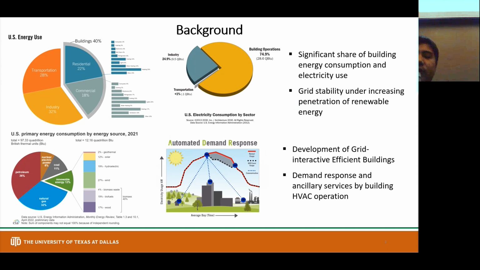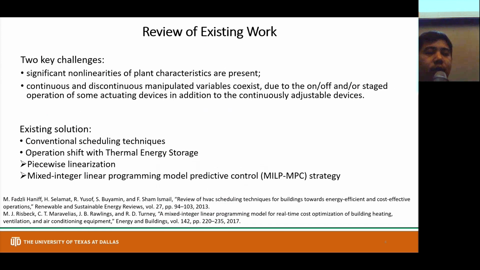Currently, about 40% of energy in the United States is used by buildings. In the meantime, building operation consumes about 75% of electricity. So demand response becomes more and more important. To deal with demand response for the chiller plant, there are two key challenges.